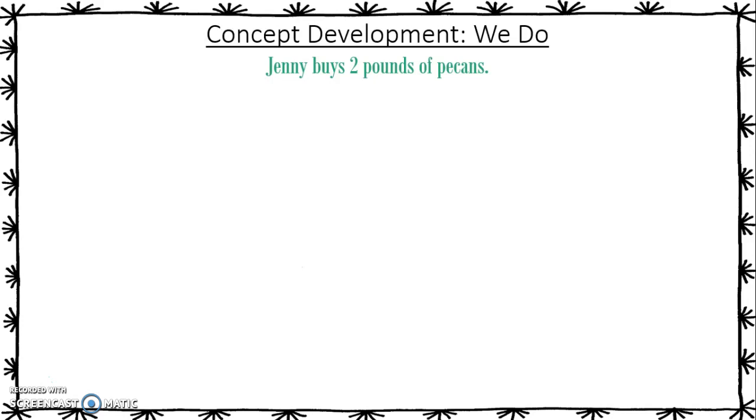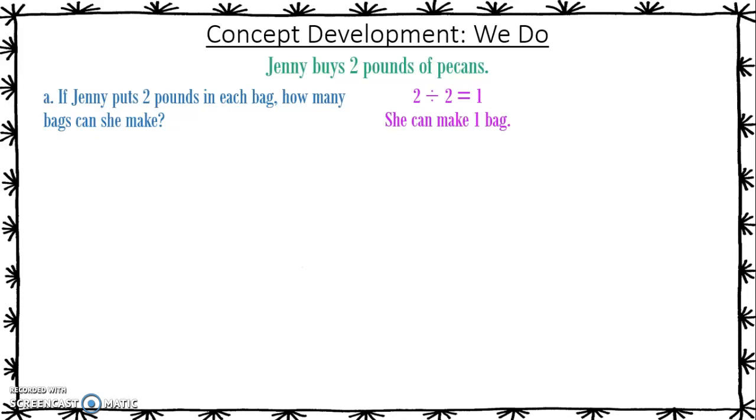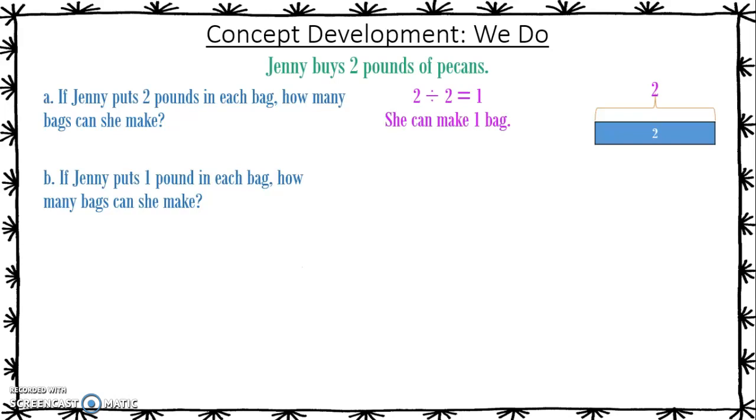Jenny buys 2 pounds of pecans. If Jenny puts 2 pounds in each bag, how many bags can she make? So I know that this is a division problem, a fairly simple division problem that we've worked on since 3rd grade. If I have 2 pounds of pecans and I put 2 pounds in each bag, then I would be able to make 1 bag. I'm sorry, 1 bag. If Jenny puts 1 pound in each bag, how many bags can she make?